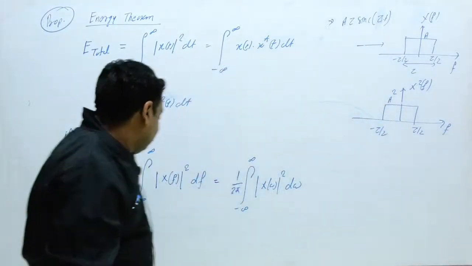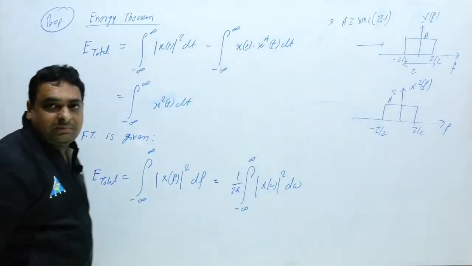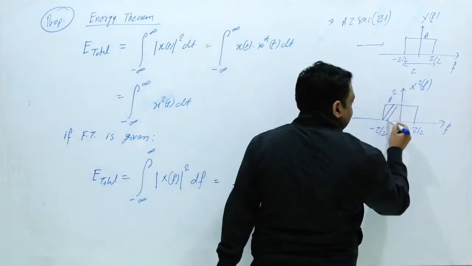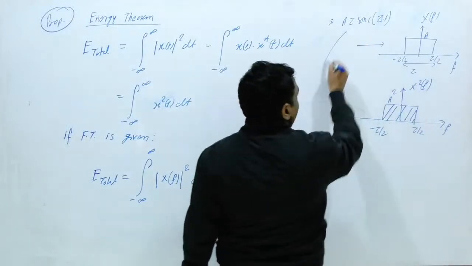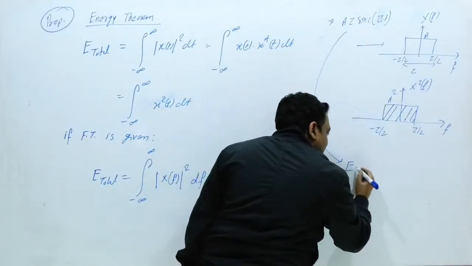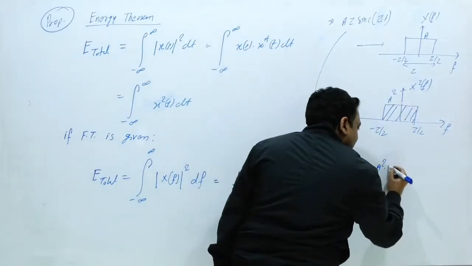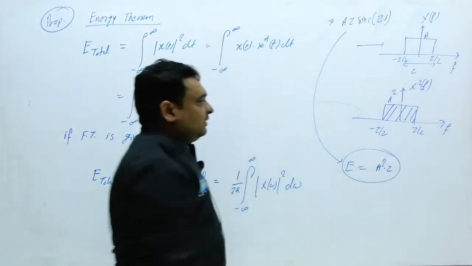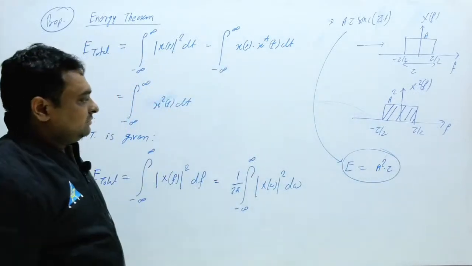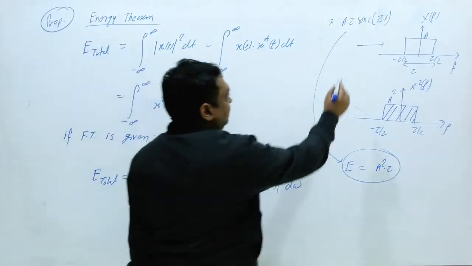So what will be the energy? The area of this x square f. So what will be this area? This area is energy. So what will be this signal energy? You can easily find it out from here: this is nothing but A square into tau. This is the answer. A square into tau is the energy of this signal.